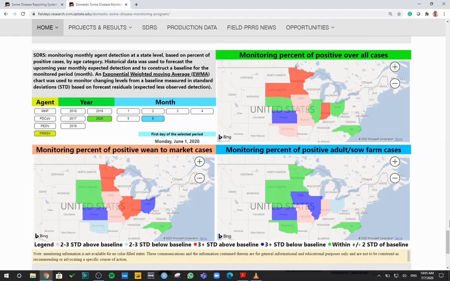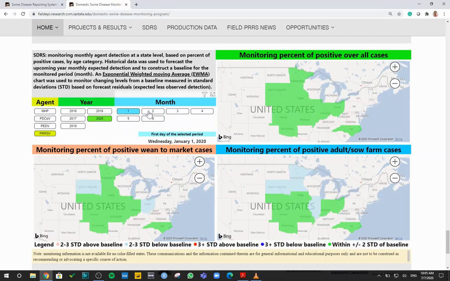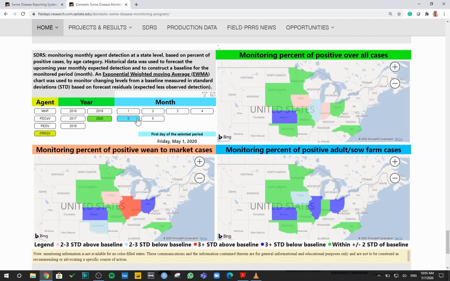So the results of all of these monitoring models are displayed currently in interactive color map dashboards that are available on the SDRS webpage. Here in the report, we just provide information on the most relevant changes in terms of agent detection encountered in this state-specific baseline. So the information that we see from Minnesota, South Dakota, and Indiana is based on these statistical models that pinpoint that the detection was above expected for these 3 states.